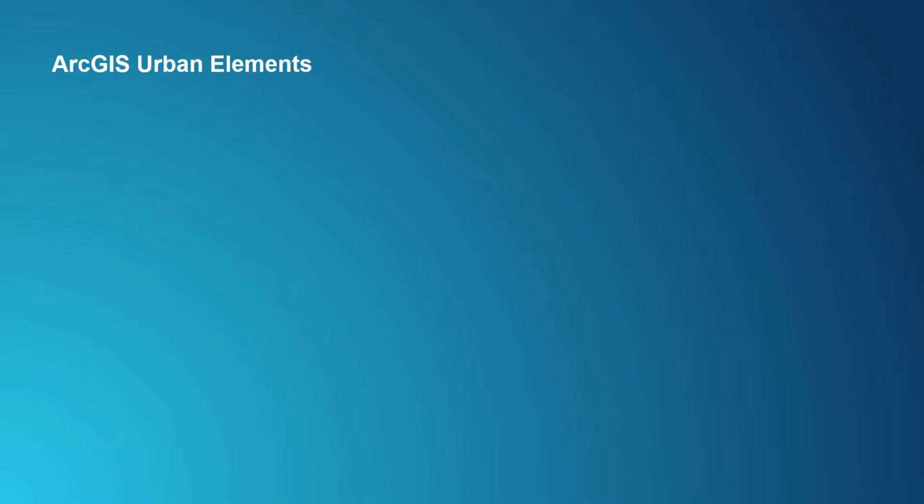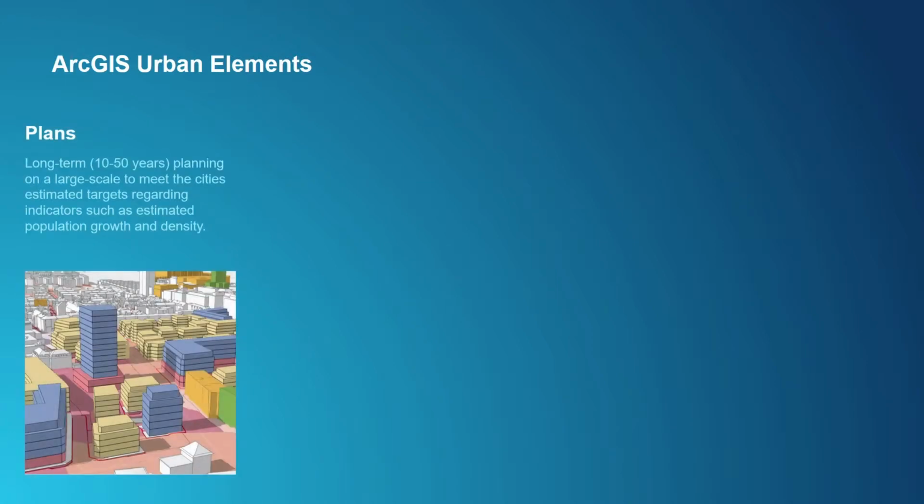I said it's a web tool, and we talk about the ArcGIS Urban elements. There are 4 of them. I'll quickly show you all of them, but then just dive into the 2 main ones.